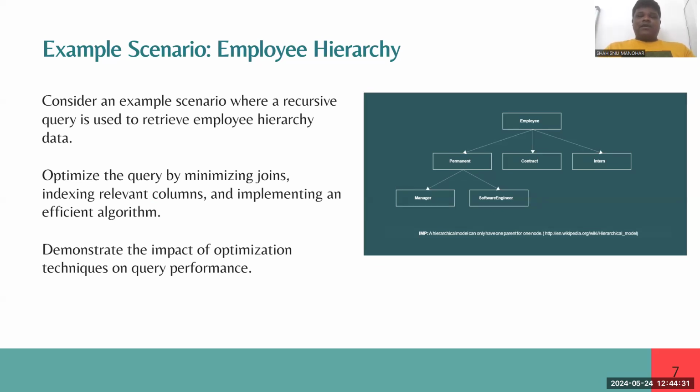So basically, there is a common example scenario where there is an employee hierarchy in the form of a flow chart. To perform this operation using recursive queries in SQL, to optimize this query, we have three techniques: minimizing the joins, indexing relevant columns, and implementing an efficient algorithm. By using these three techniques, we can optimize the recursive query in SQL, for an example such as employee hierarchy. This is what the slide means.